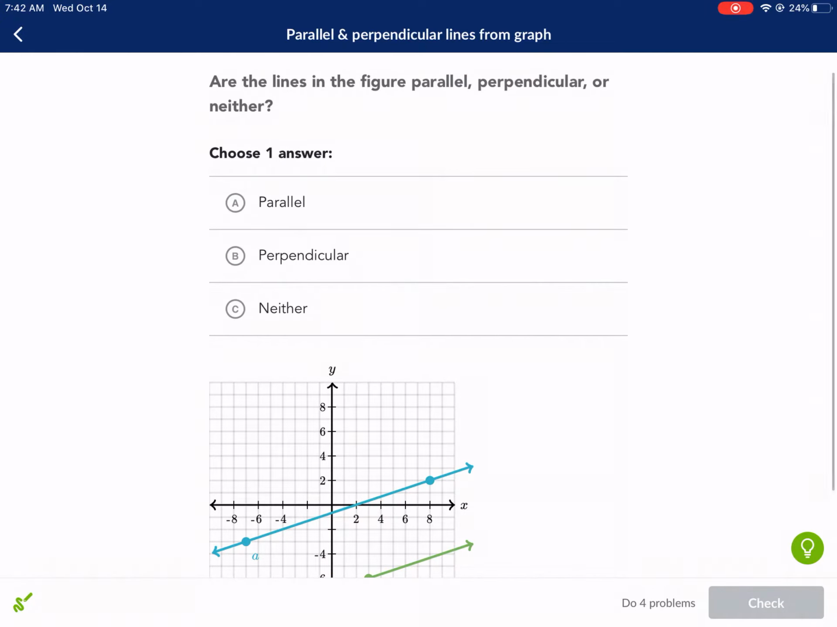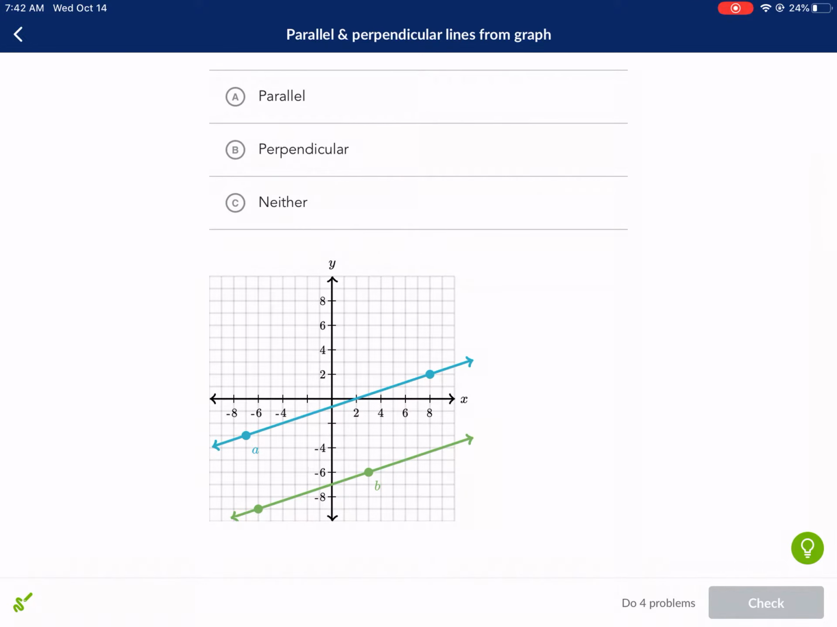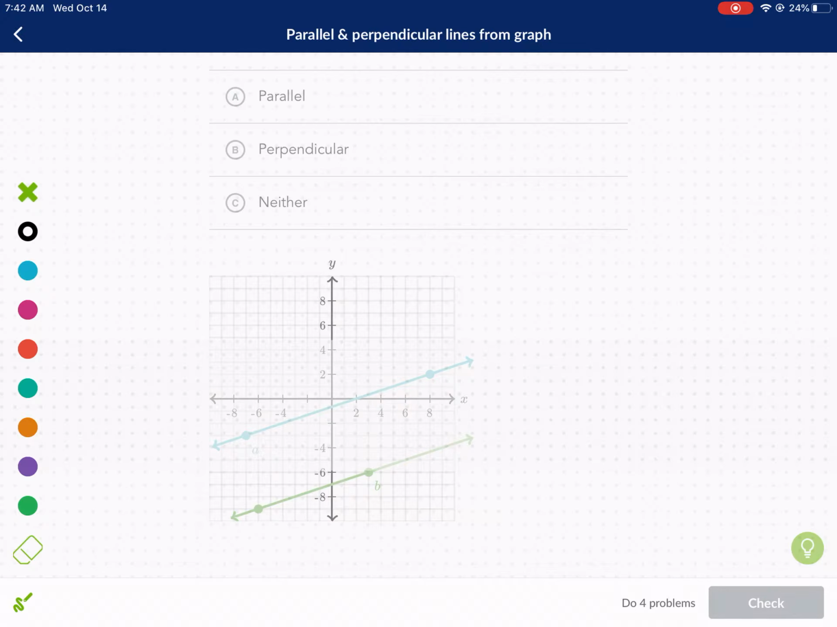It's just asking us, are the lines in the figure parallel, perpendicular, or neither? Okay, we have three choices and we have to decide. Now, just glancing at this, it looks like they're parallel, but I'm not sure if that's a trap or not. So what I'm going to do is ensure it is parallel. How do I do that?